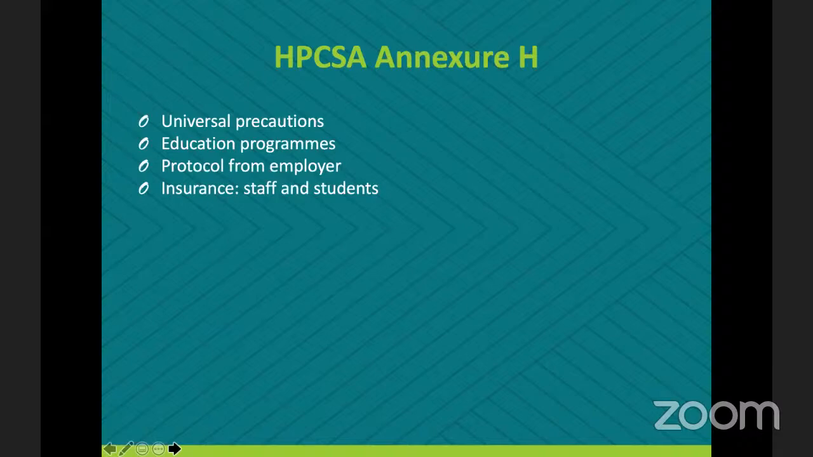They also recommend that insurance should be made available to staff, whether that's provided by the facility they work at, or if it's done in a private capacity.